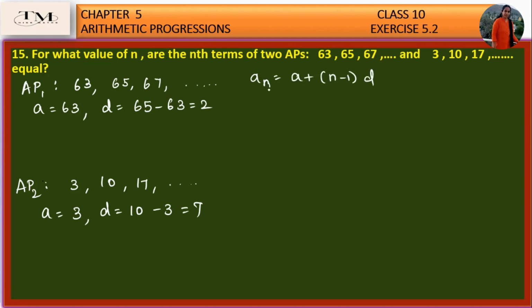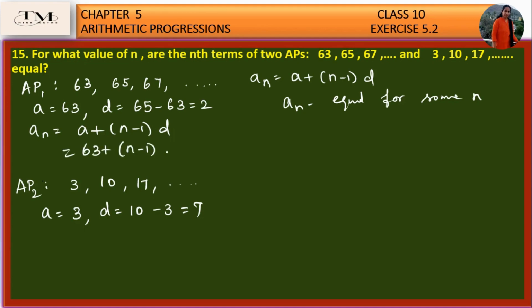So this an is equal for some n. So we have to find that n for which an is equal. For this, an equal to a plus n minus 1 into d. So what is a? It is 63 plus n minus 1 into 2. So this means 63 plus 2n minus 2. So what is 63 minus 2? It is 61 plus 2n. Okay. So this is one equation.